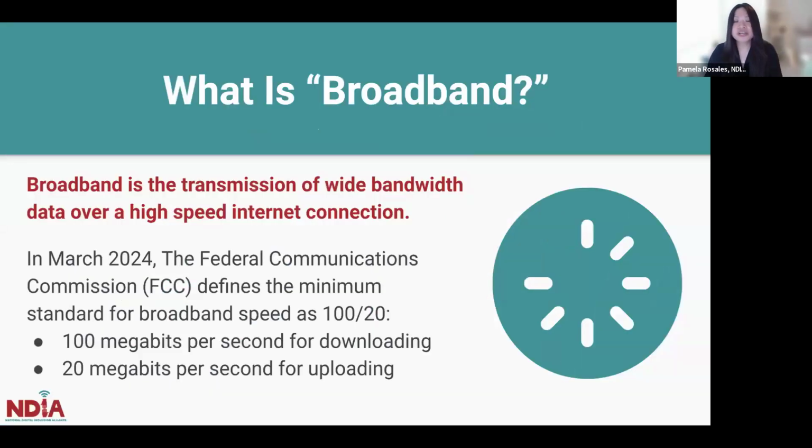All right. So the definition of broadband is the transmission of wide bandwidth data over a high-speed internet connection. And in March 2024, the Federal Communications Commission, the FCC, defines the minimum standard for broadband speeds as 100 megabits per second for downloading and 20 megabits per second for uploading. And this still leads us to that same question of if households have access to the internet, then why aren't they getting a home internet subscription? And this is where the term broadband adoption comes in.